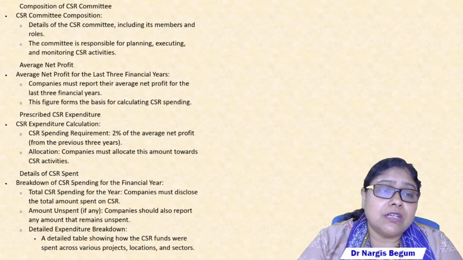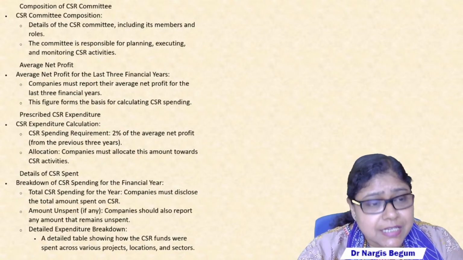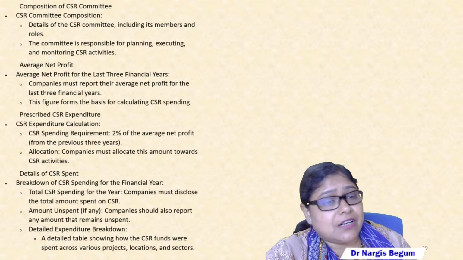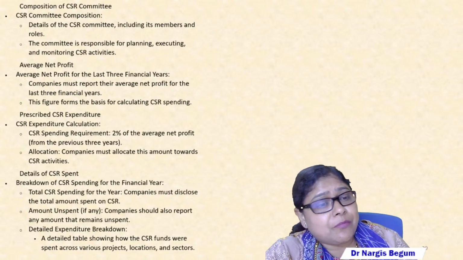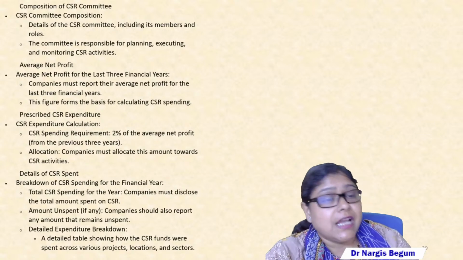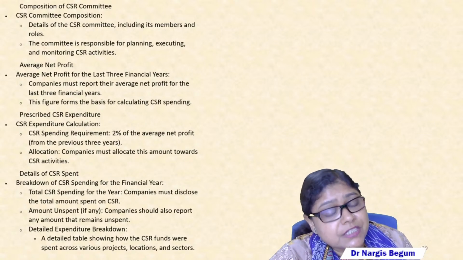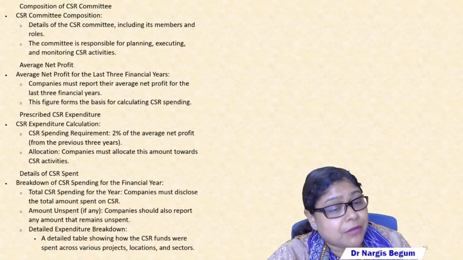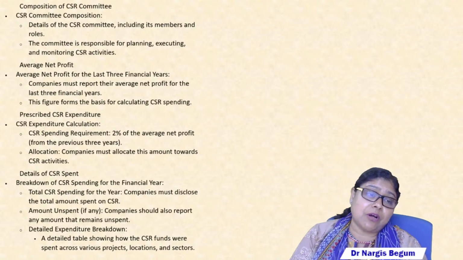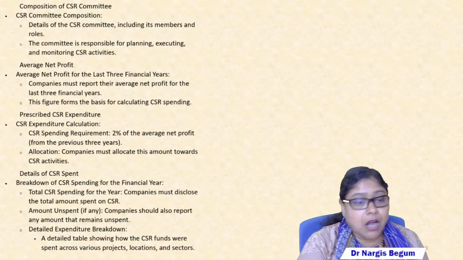Now we need to discuss the average net profit. When we are talking about the average net profit for which we are liable to undertake the CSR activities, we go for the concept that the average net profit should be taken for the last 3 financial years. So the companies must report their average net profit for the last 3 financial years, and the figure forms the base for calculating the CSR spending. There is a prescribed CSR expenditure. Now it is being calculated as 2% of the average net profit. Average net profit we are calculating from the previous 3 years, and companies must allocate this amount towards the CSR activities. Now coming to the details of how we are going to spend this CSR, how we can show it.